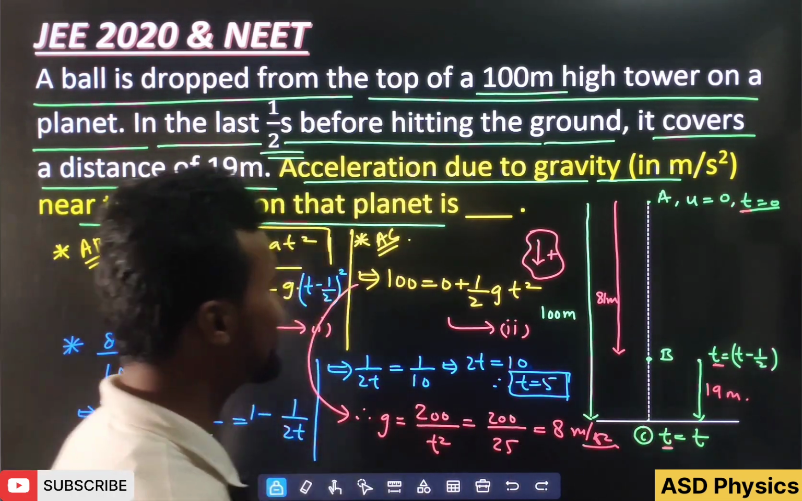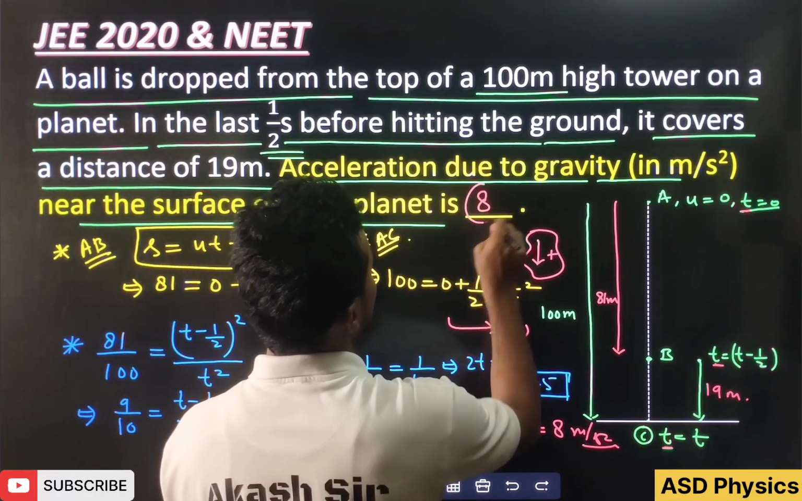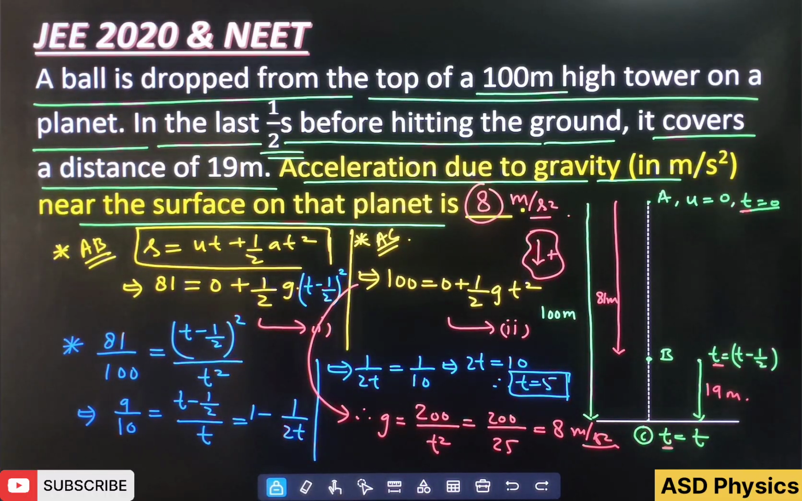Which option is correct? Not option, an 80 kind of question. So what will come here? 8. It will come here 8 meter per second square. No? Anyhow, definitely this is not the Earth. Some other planet is there, and we are getting here how much here?